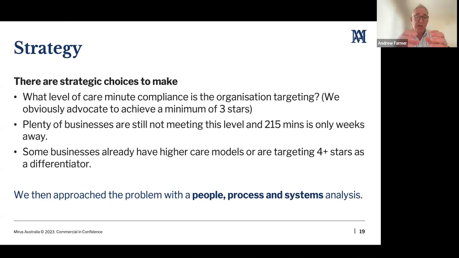So strategy. One of the first things you have to do before you implement the operating model is try to understand what kind of organization you are. So where do you want your care minutes to be? Where do you want your strategy and your compliance to be? Some organizations want to be more than 3 stars. They want to be 4 stars for competitive reasons, for brand reasons, whatever it is. Where do you want to be? You need to understand how you want your strategy to be set.